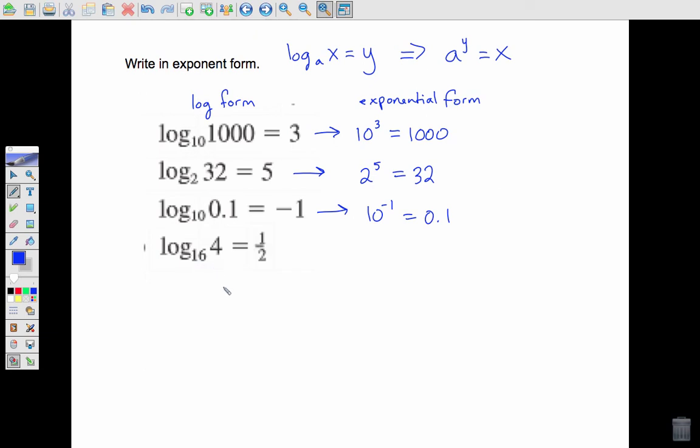And then lastly, log base 16 of 4 equals 1/2. That means 4 to the 1/2 power equals 16. So this is really something where I kind of memorized the pattern. You have to know this definition inside and out in this chapter.